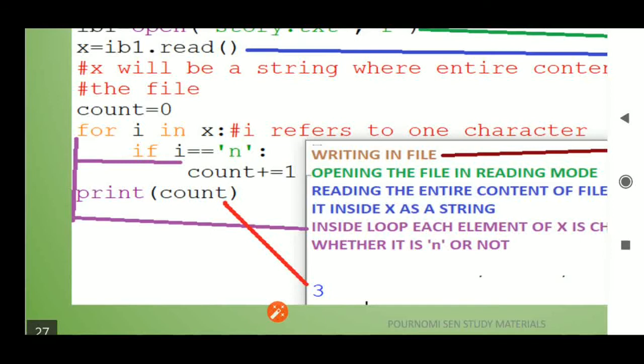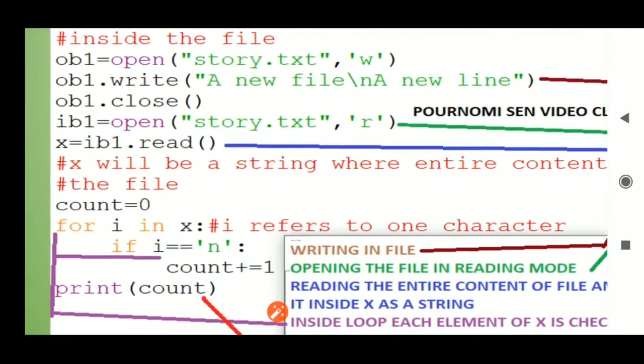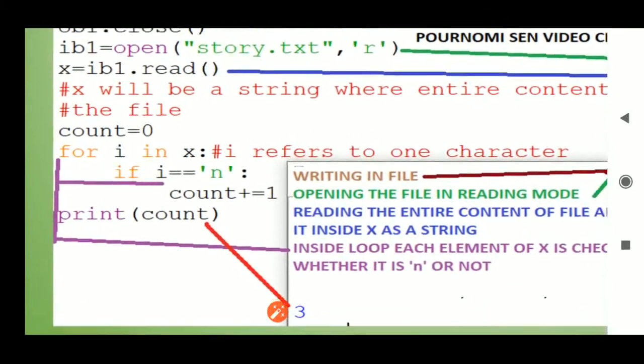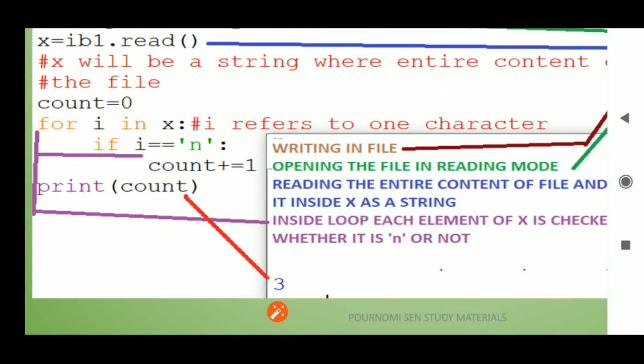And finally we are printing the count. What we have written inside the file is a new file, a new line, so there are 3 n's inside it. So our output is 3.